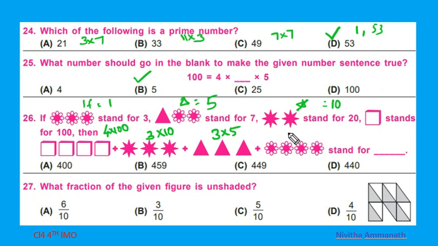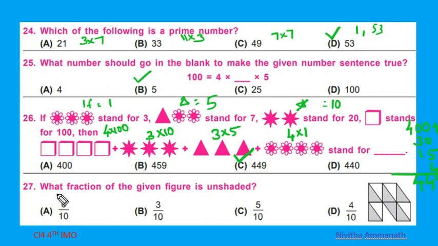1 flower means 1. That is 4 flowers means 4 into 1, 4. So how much we get? That is 4 into 100 means 400 plus 3 into 10 means 30. 3 into 5 means 15. 4 into 1 means 4. So adding up 5 plus 4, 9. 3 plus 1, 4. 4. 449. C is the correct option.